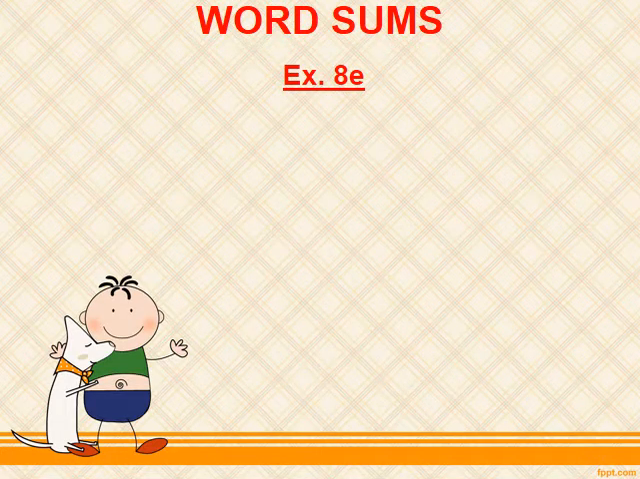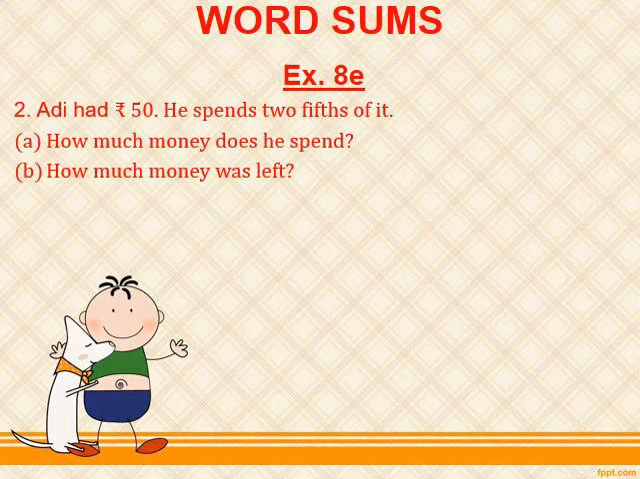Now children, let's come to the next question of this exercise, which is question number 2. So the question is, Adi had rupees 50. He spends 2/5 of it. So in A part, you have to find out how much money he spends, and in B part, you have to find out how much money was left. So let us see how we are going to solve this word sum.